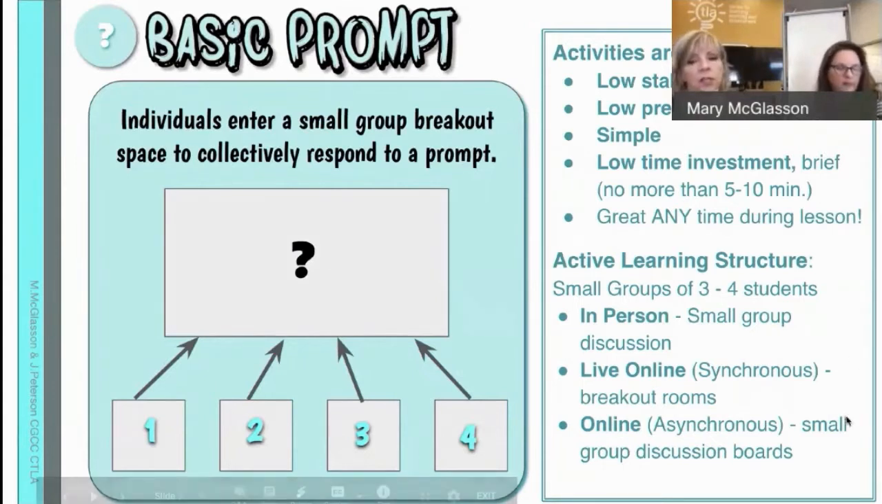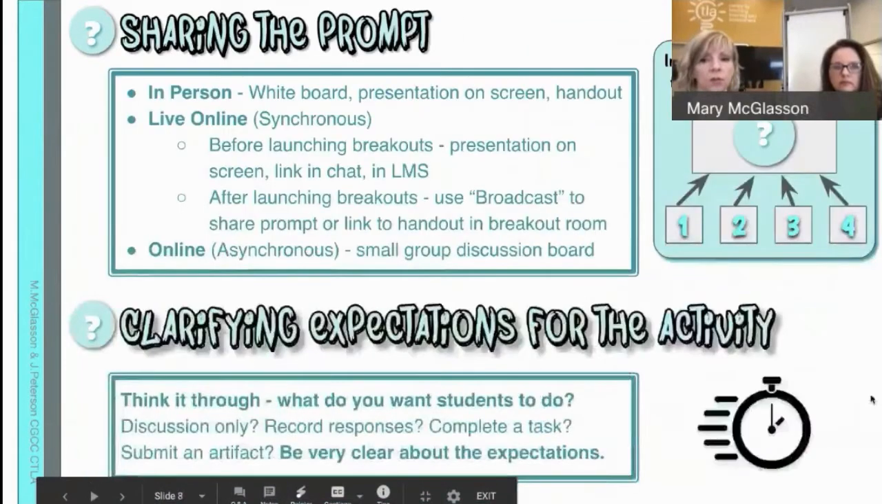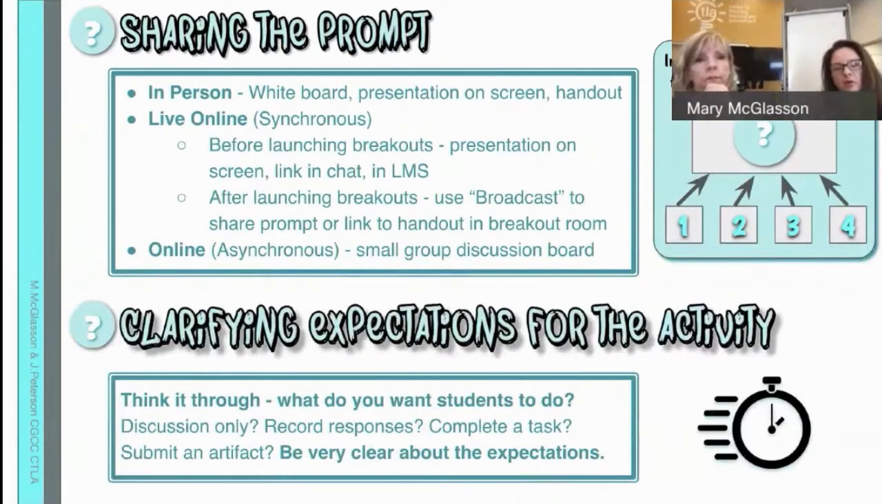And you can do this asynchronously. We've tried with each of these structures that we're going to look at today to show the different modalities. So you can, of course, do this kind of basic prompt at your tables in a physical classroom with small groups, or breakouts as you just did, or small group discussion boards like we had for a lot of the base camp. The key is clarity, and how do you share the prompt? If it's a short or small prompt, you can just verbally say it, or you can post it in the chat, or you can have a slide up. You can share that prompt before you launch the group so they know what they're supposed to be focusing on.